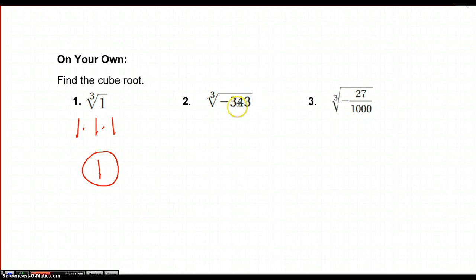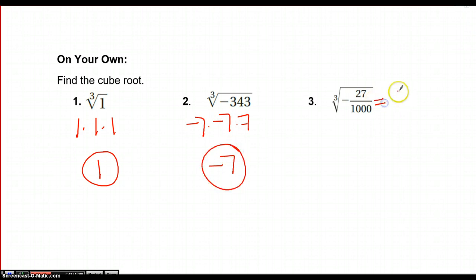The cube root of negative 343, that would be one I'd put in my calculator. And you get negative 7. So negative 7 times negative 7 times negative 7. So my cube root is negative 7.